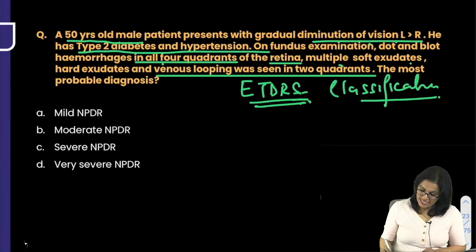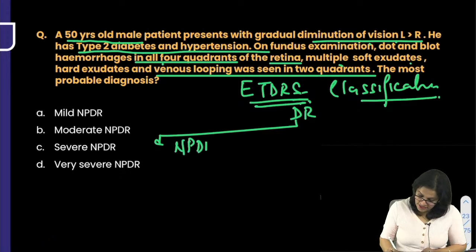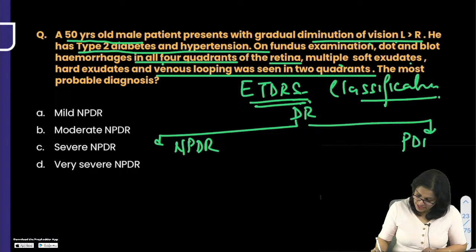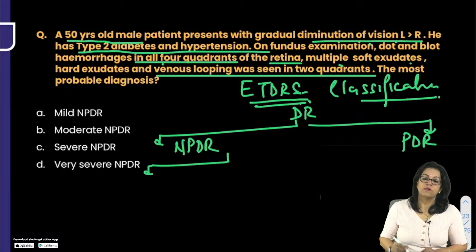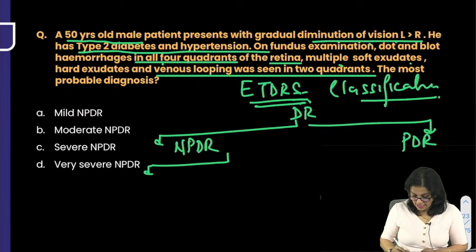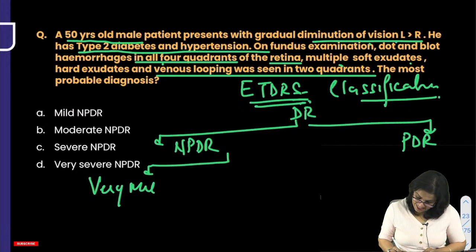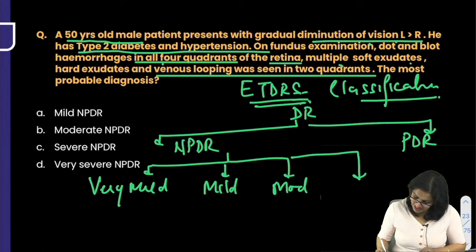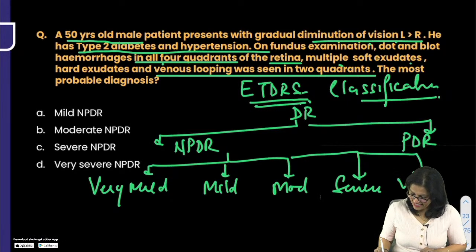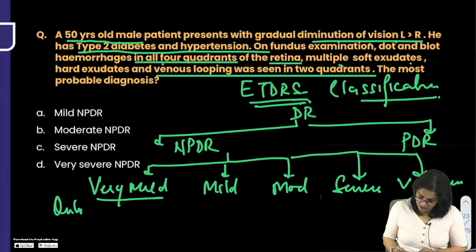Let's understand. ETDRS classification says you can divide diabetic retinopathy as non-proliferative DR and proliferative diabetic retinopathy. First it is this. Now this non-proliferative is further divided as, so earlier it was mild, moderate, severe. Now in the latest it is very mild. It starts with very mild, then goes to mild, then to moderate, then to severe, then to very severe. Got it? Now what are these? You have to learn it. Very mild is only microaneurysms.